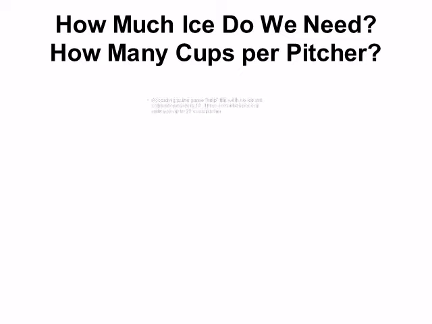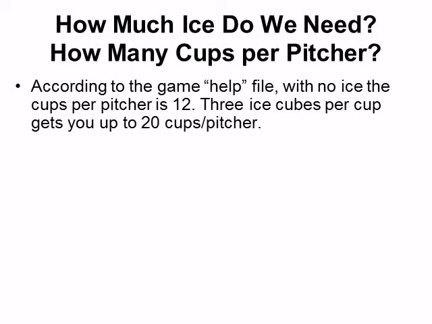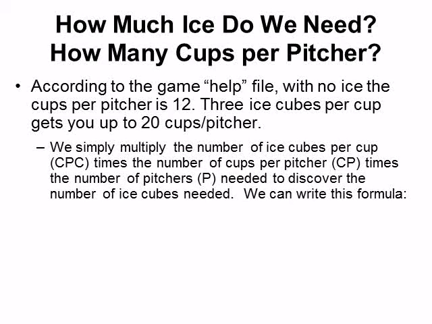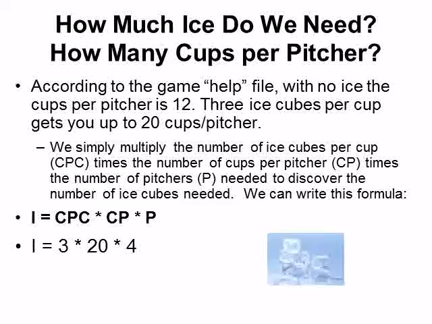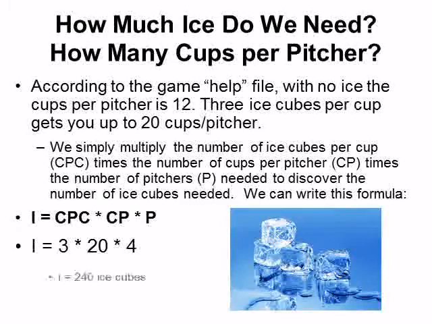Now, according to the Lemonade Stand Game help file, when there is no ice in the cups, then the number of cups that we can make per pitcher is 12. 3 ice cubes per cup gets you up to about 20 cups a pitcher. So we can simply multiply the number of ice cubes per cup, we'll call that CPC, cubes per cup, times the number of cups per pitcher, and then multiply that times the number of pitchers needed to discover the number of ice cubes that we need. We can write the formula this way: I, for ice, is equal to CPC times CP times P.